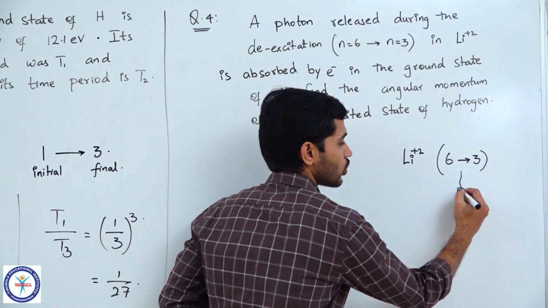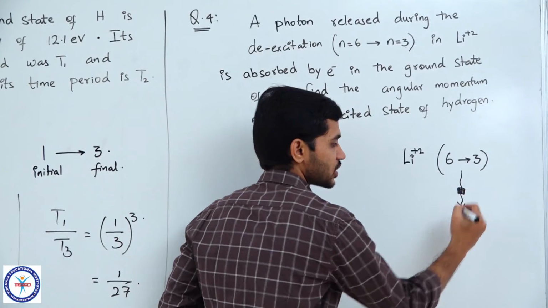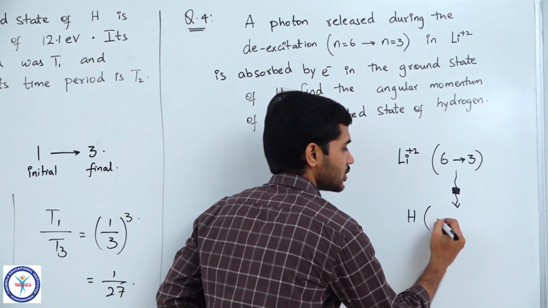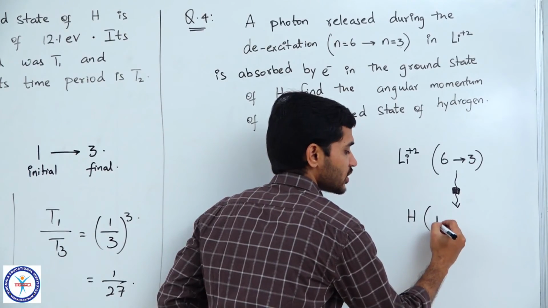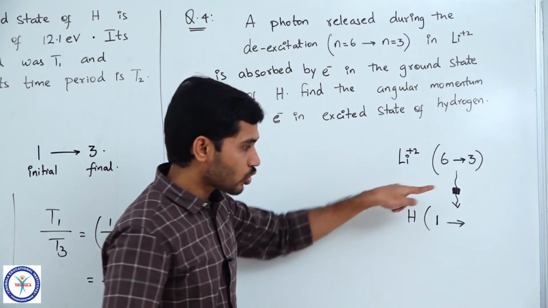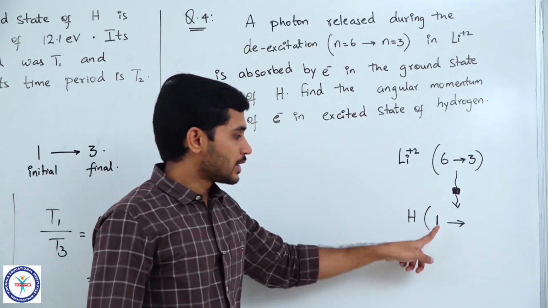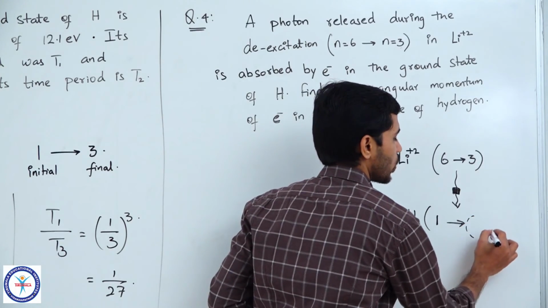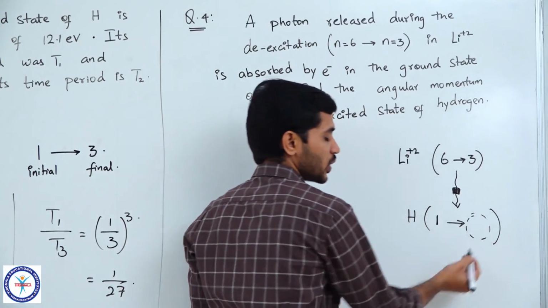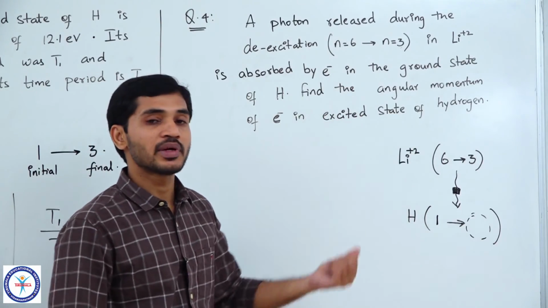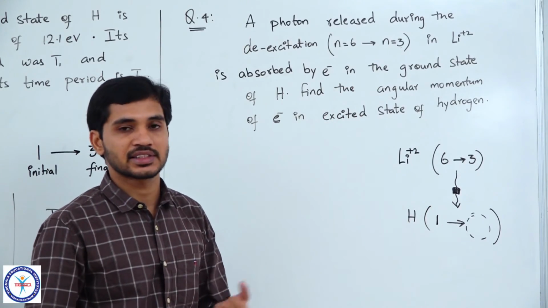So there is one photon released from this de-excitation, and this photon has struck an electron in hydrogen which is in the ground state. Now we will have to find out, by absorbing this photon, which state this electron in the ground state reaches. Once we find out which state it gets excited to, we can easily answer what the angular momentum of the electron would be in that excited state.